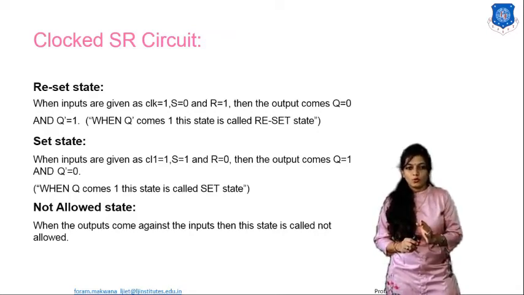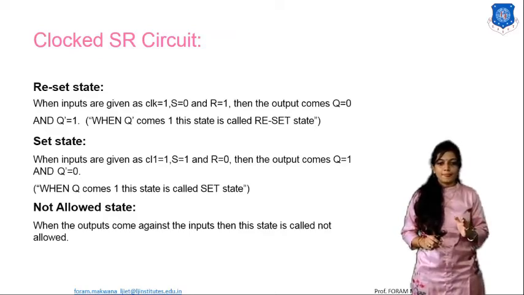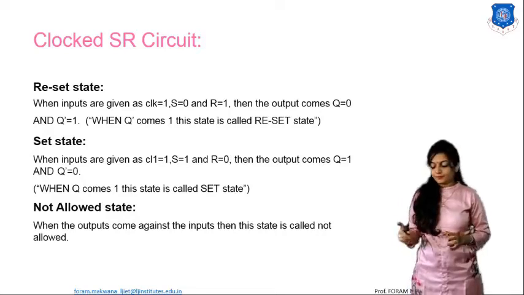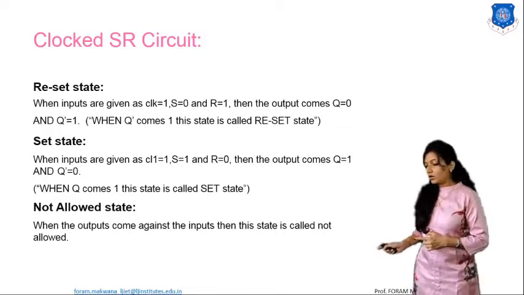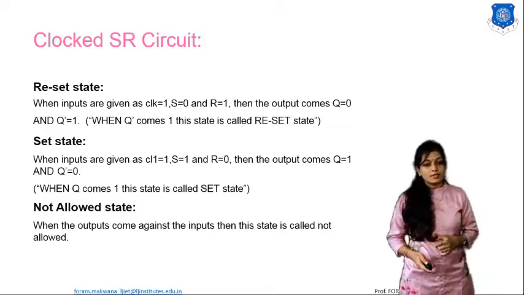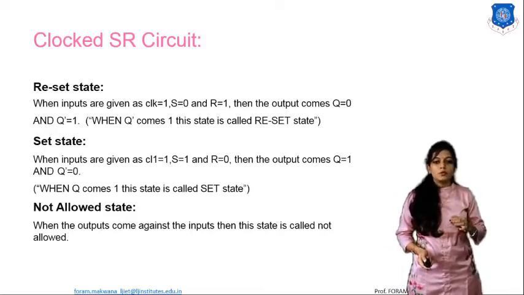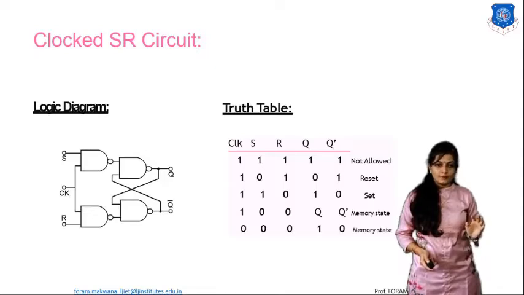As I have told you, when Q becomes 1, it is called the set state. What is the not allowed state? When the output comes against the input, this state is called not allowed. It means Q and Q dash are both equal to 1, which is not allowed.